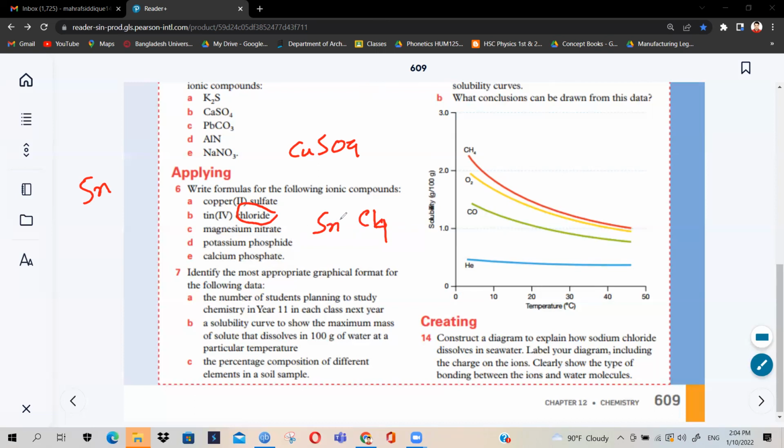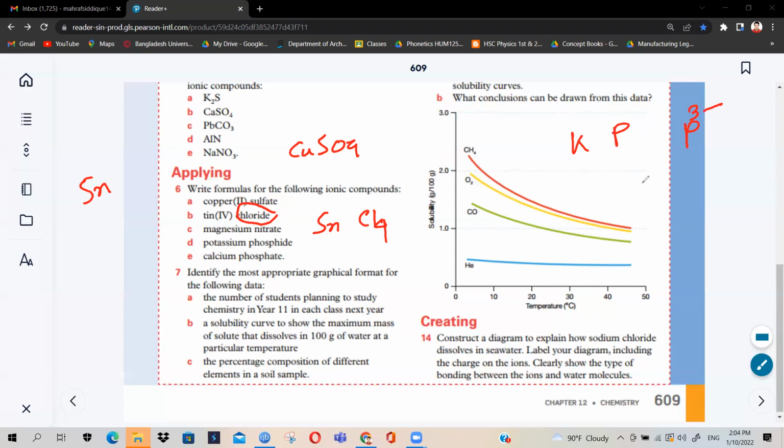Again, potassium phosphide. So K and P. Okay, so phosphide's valency is, tell me. -2. Why -2? You don't have to guess. You can take time. Okay, tell me that. Okay, let me think. So you will think.